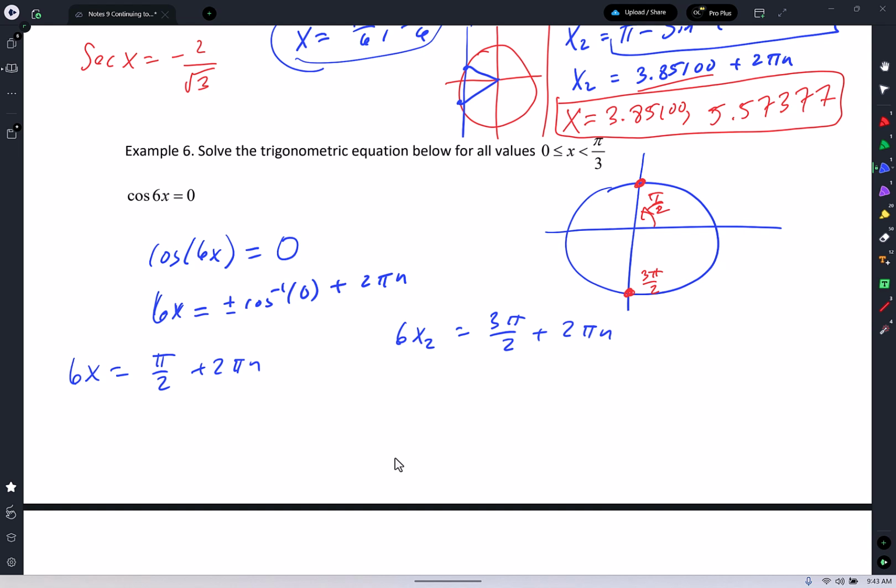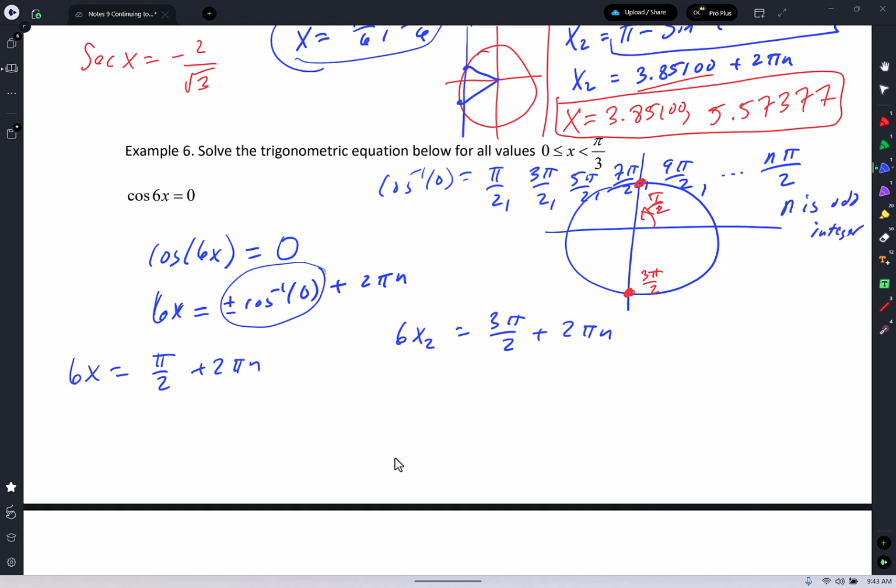Wait, but how do we get pi over 2 and 3 pi over 2? This right here: arc cosine of 0 equals pi over 2, 3 pi over 2, 5 pi over 2, 7 pi over 2, 9 pi over 2. Really, I'm going to write n pi over 2, where n is an odd integer. That's a series. We'll get to that in calculus, in Cal 2, when you're there. But if you're not there, don't worry about it.